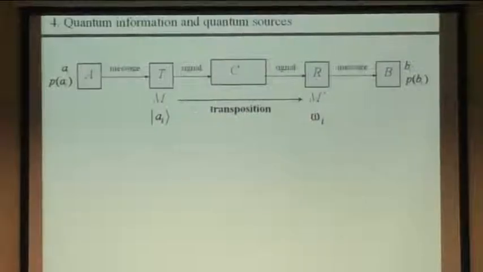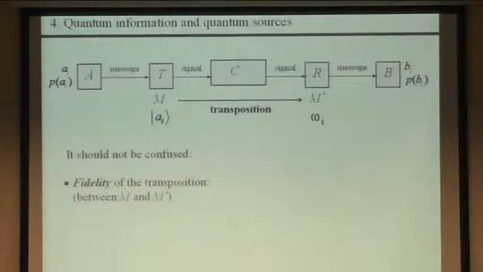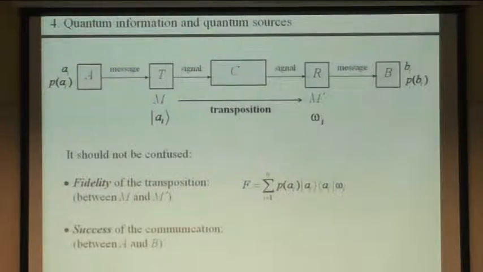What he talks about is transposition, which should not be confused with communication. I mean, the fidelity of the transposition between M and M prime, that is computed in this way, should not be confused with the success of the communication between source and destination, that is, in the best situation, a one-to-one mapping between the states of A and the states of B. Of course, the success depends on fidelity, but also on coding and decoding. How good are the processes of coding and decoding?